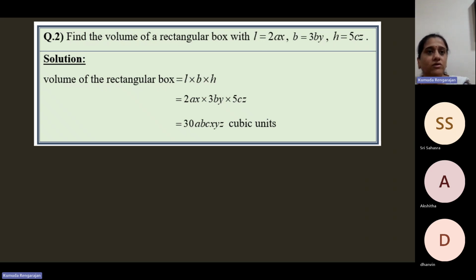We'll see a couple of sums. Volume of a rectangular box. Length, breadth, and height are given. You should find the volume. So the volume formula is L into B into H. What is a rectangular box? It's a cuboid. A rectangular box is nothing but a cuboid. It's not a rectangle. So volume is L into B into H. This is length, breadth, and height.